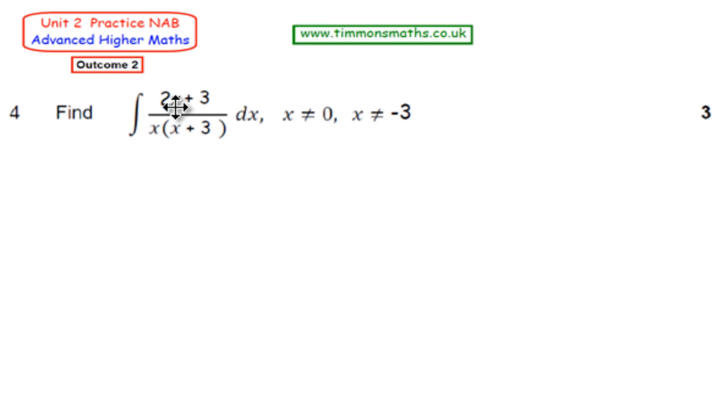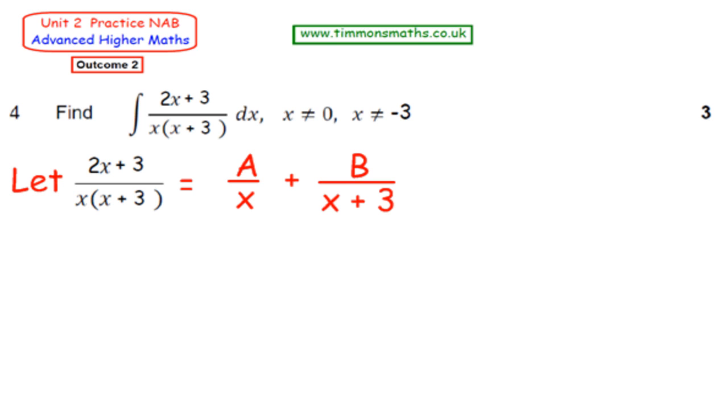To do this integral, we need to first of all take the expression inside the integral and express it in partial fractions. So we let 2x plus 3 over x times x plus 3 equal a over x plus b over x plus 3. We then multiply through by this denominator x times x plus 3. We multiply each term in turn. Multiplying 2x plus 3 over x times x plus 3 by this, the x times x plus 3 cancels and we're just left with 2x plus 3.